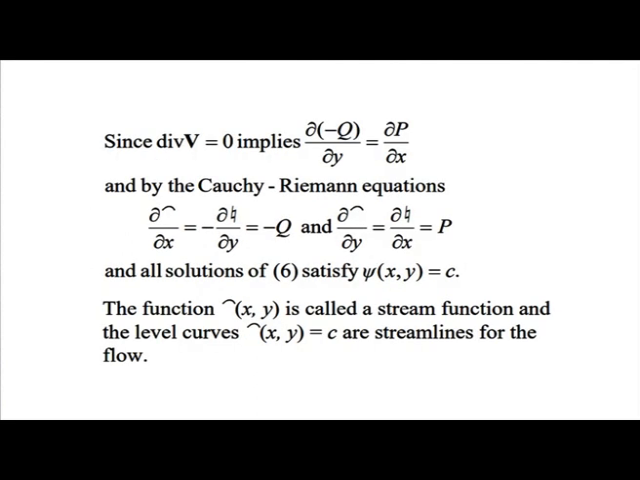Since divergence of V is 0, it implies ∂/∂y of (-q) is equal to ∂/∂x of p. By the Cauchy-Riemann equations, we have ∂ψ/∂x is equal to -∂φ/∂y, which is equal to -q, and ∂ψ/∂y is equal to ∂φ/∂x, which is equal to p. All the solutions of the equation satisfy ψ(x,y) = c.